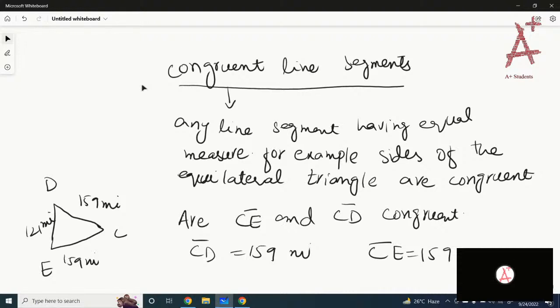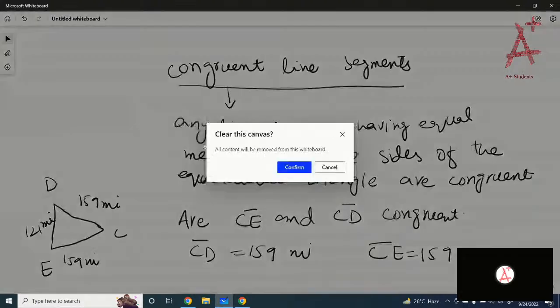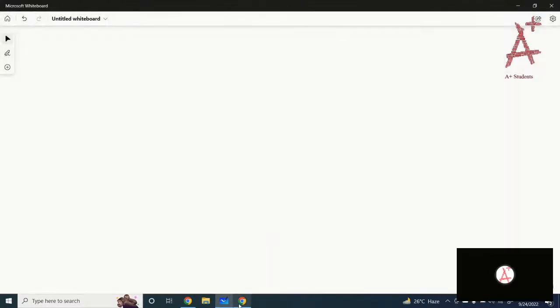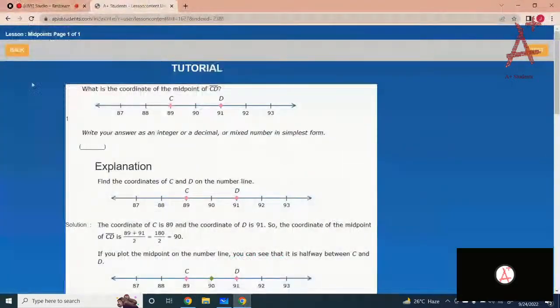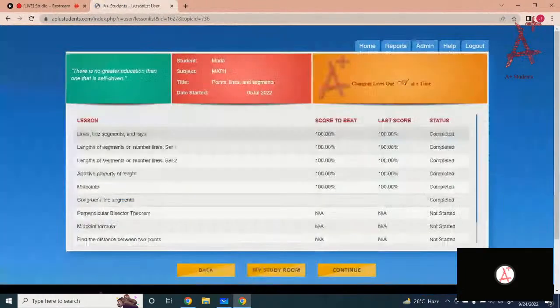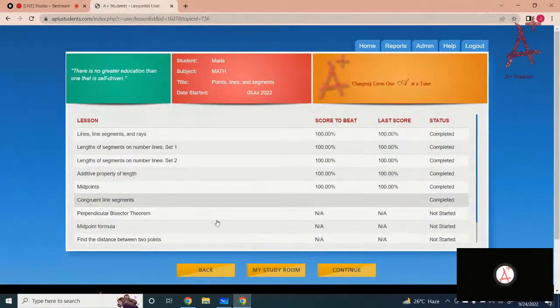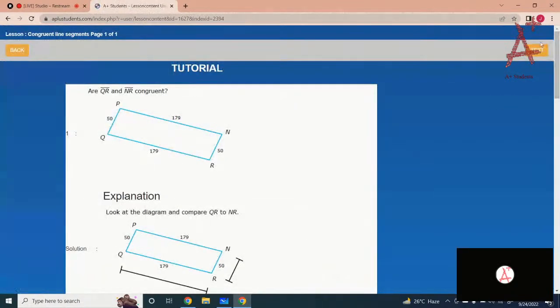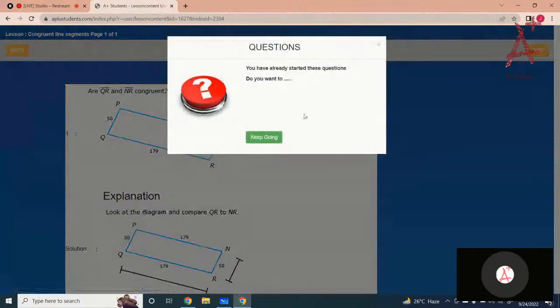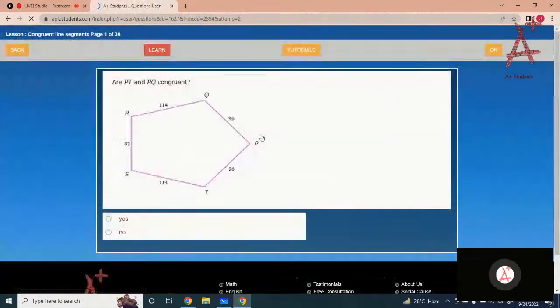Okay, here are the congruent line segments. Let's start with the test. You have a test button on the top right corner, so just click on the test button so that we can do practice questions.